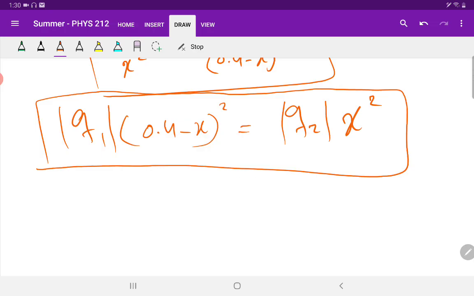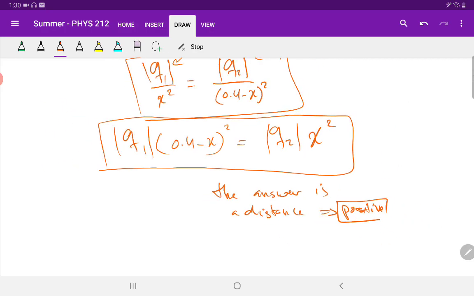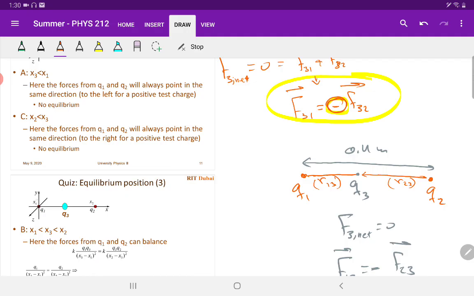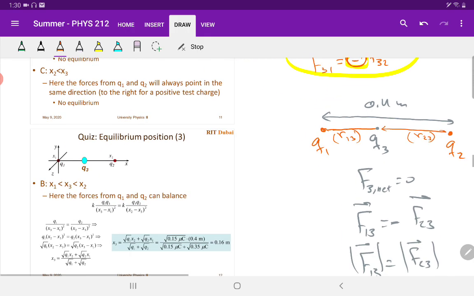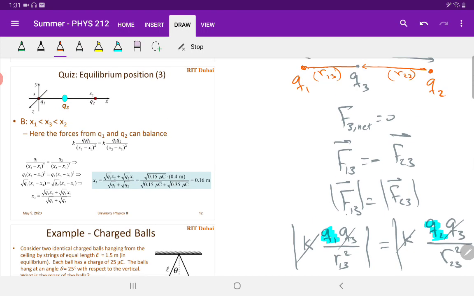Which one do we take? We take the positive. Why do we take the positive? Because the answer is a distance, and if it's a distance, it should be positive. And this is very important, since we are dealing with distance, because we already found the direction. The direction, or the region, we already identified from the vector analysis: the forces cancel each other, opposite each other, so we are done with the direction. In this case, we will be able to find the magnitude, and that's how we do it.